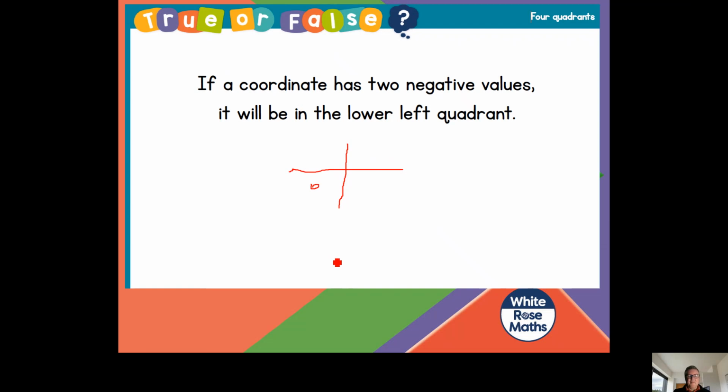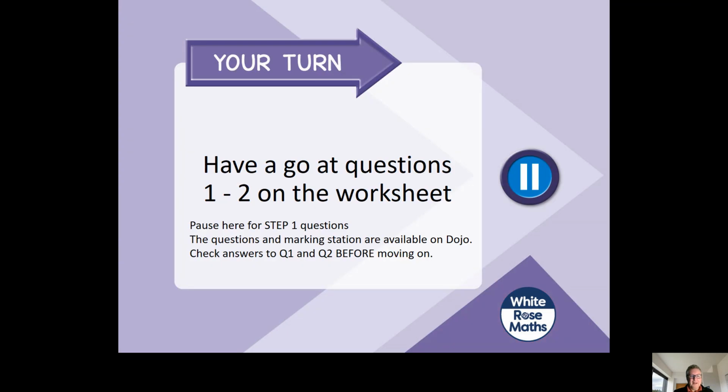If you can work that out, you might want to consider moving beyond step 1 to begin. If you need to go back and review and have a think about the basic skills, do that and then come back to step 1. So have a go at questions 1 and 2 on the worksheet. Pause here for step 1 questions. The questions and the marking station are available on Dojo. And do remember to check the answers to question 1 and 2 before moving on, because you want to make sure that you've been successful, or if you haven't, that you know why, before moving on to some of the later questions.